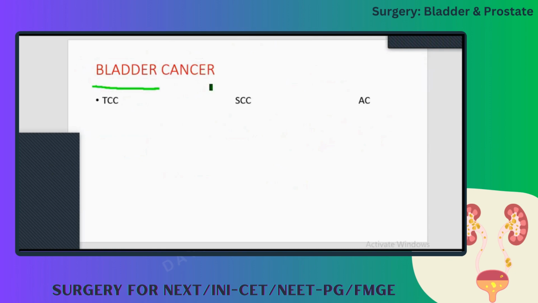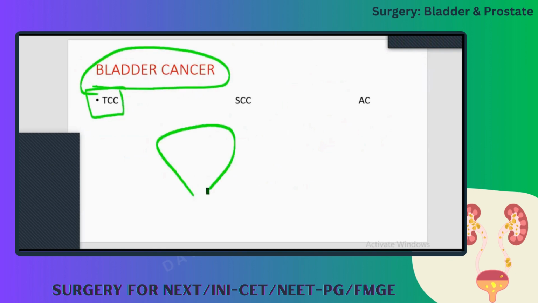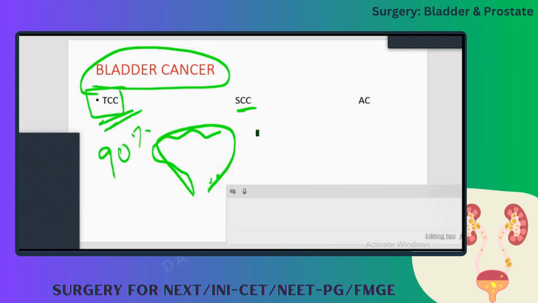There are three types of bladder cancer. What is the epithelium of the bladder? Transitional epithelium, so transitional cell cancer. It is 90% transitional cell cancer, 5% squamous and 5% adeno.